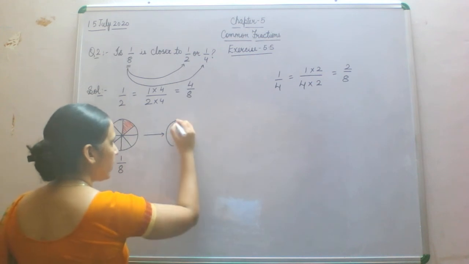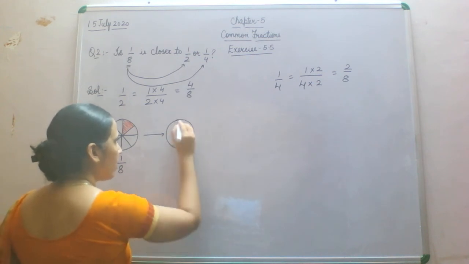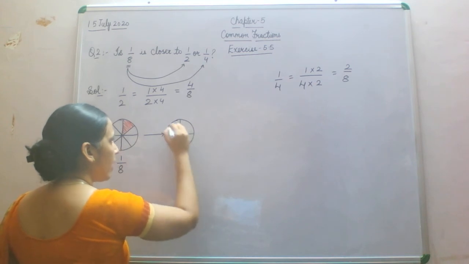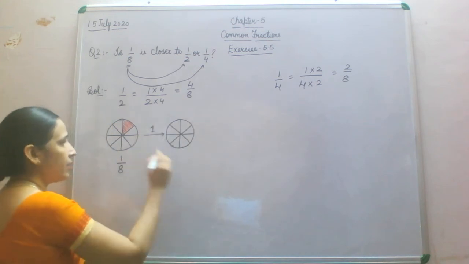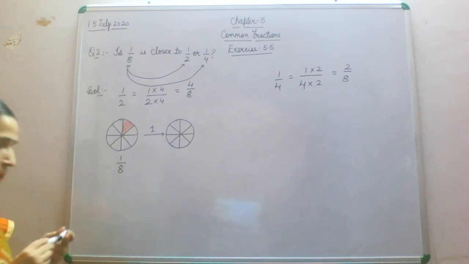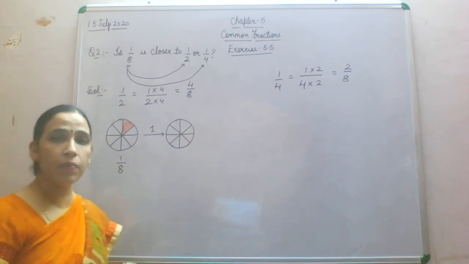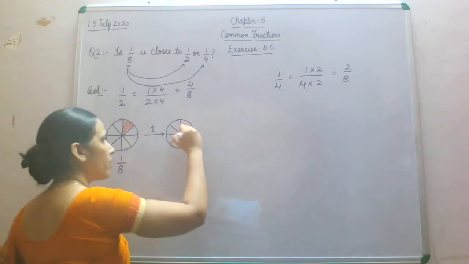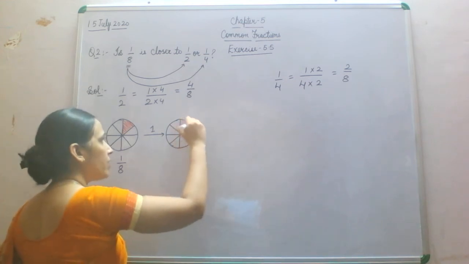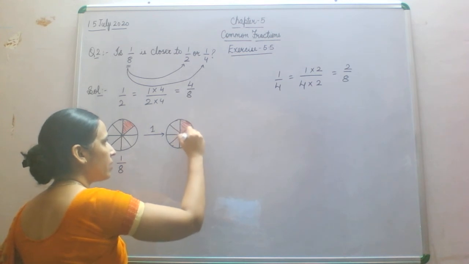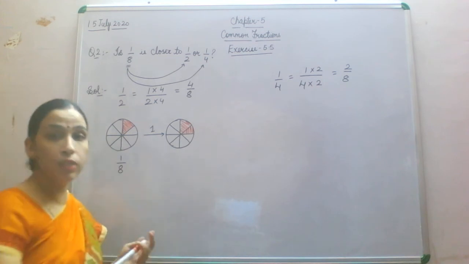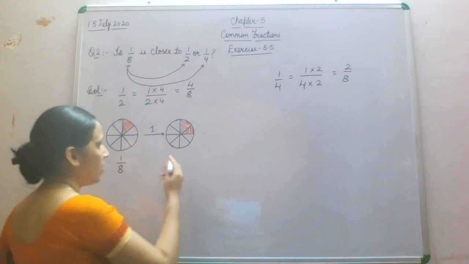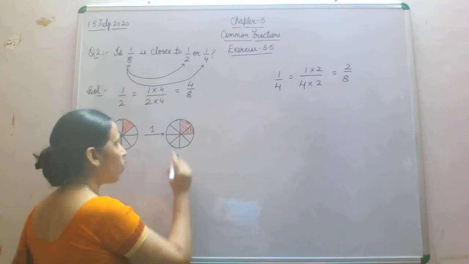Now we will again draw a circle and divide it into 8 parts, and then we will add 1 by 8 plus 1 by 8. Once we add it, that will become 2 by 8. For representing 2 by 8, how many parts do we have to shade? 2 parts. So now we will shade 2 parts here, 1 and then 2. Now I have shaded 2 parts in this. So now this figure represents which fraction? 2 by 8.